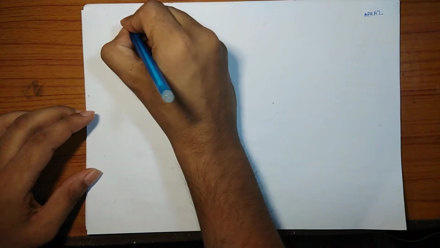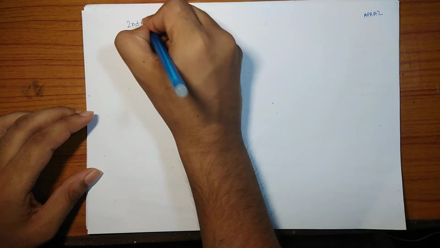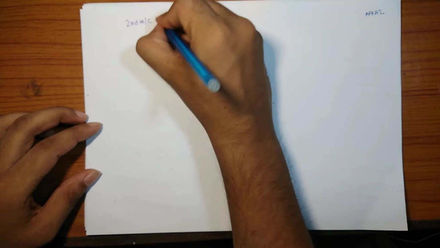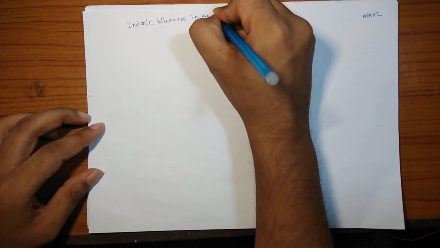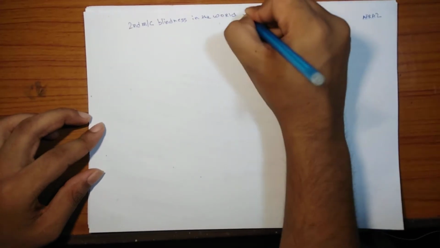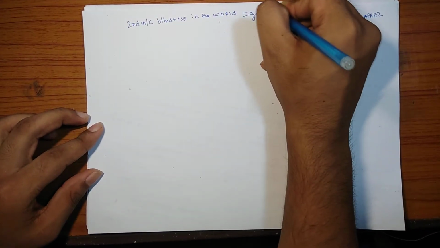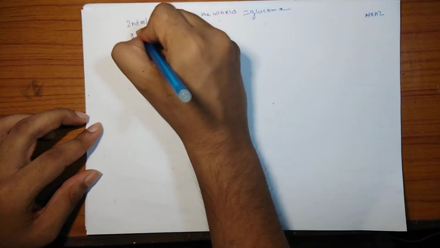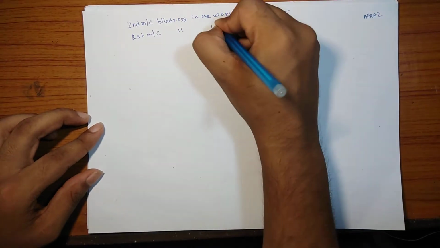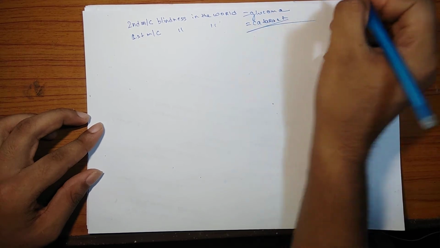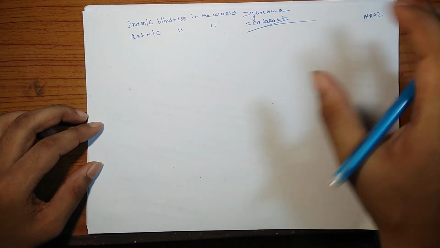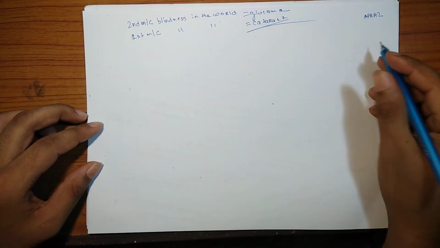Glaucoma is the second most common cause of blindness in the world. That is glaucoma. The first most common cause of blindness in the world is cataract. Okay? So this is a small question type.